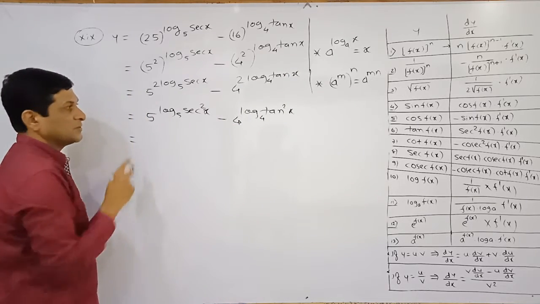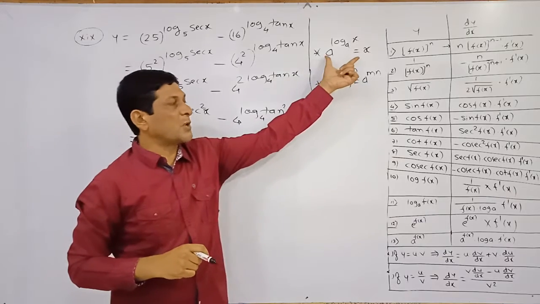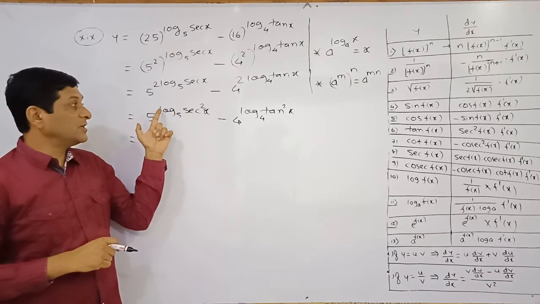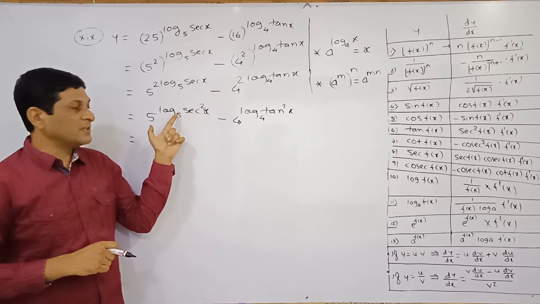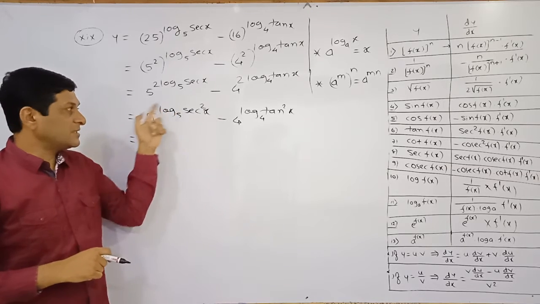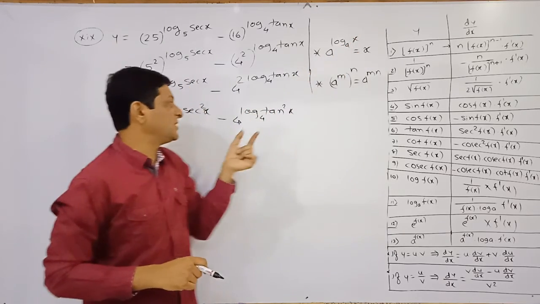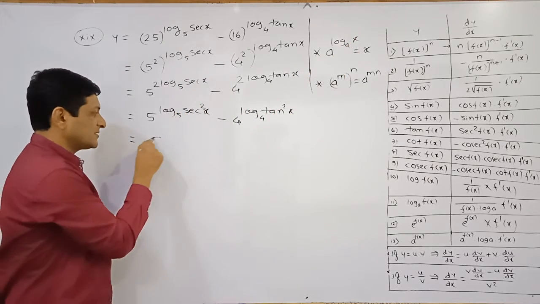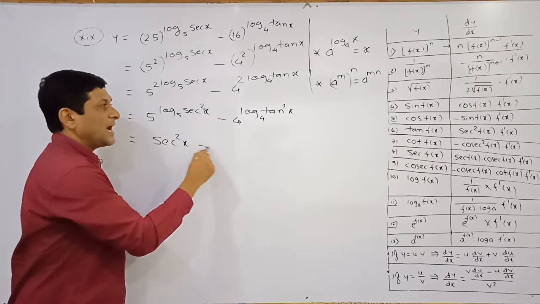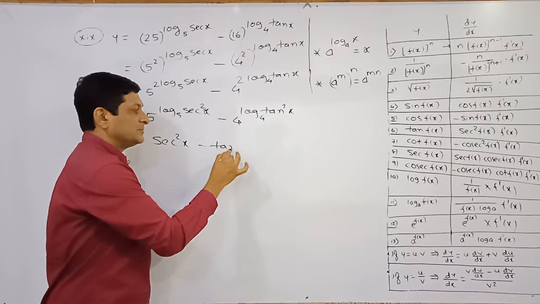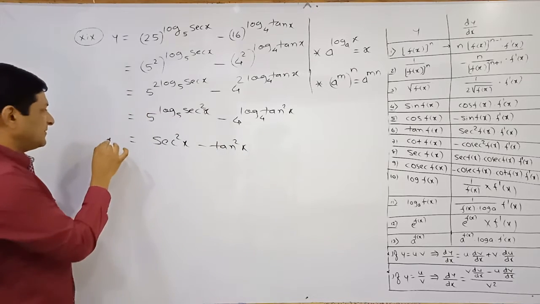So which is equals to, now we are able to apply this property. If you observe, what is the base? Base is 5. And here the base of this logarithm is also 5. So we can say that the value of this term according to this property will be x. Means here what will we get? Sec square x. And applying the same property here, we will get tan square x.